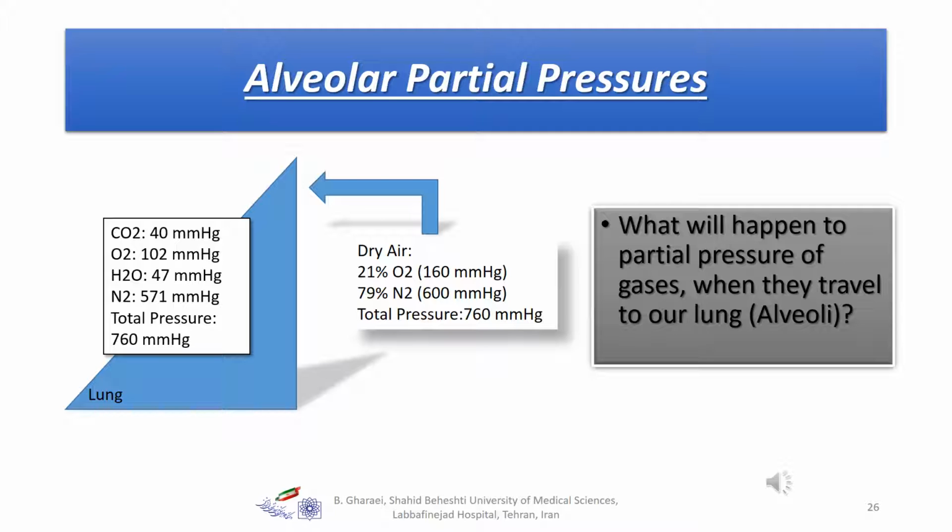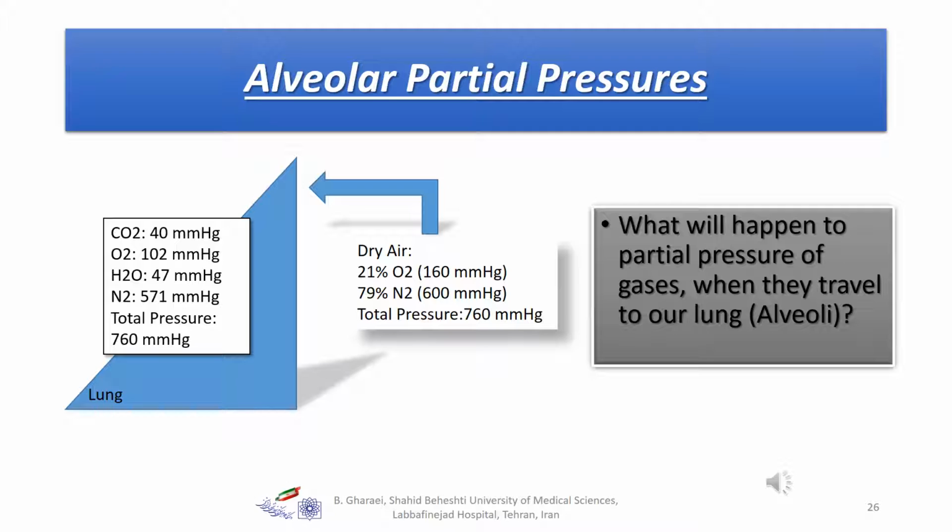This air goes to the trachea and then goes to alveoli or lung. At lung level, we will not only have oxygen, nitrogen, and water, we will also have carbon dioxide, with a total pressure of 760 millimeters of mercury. By using the formula that you had on slide 21, you should be able to calculate the partial pressure of gases at this level.